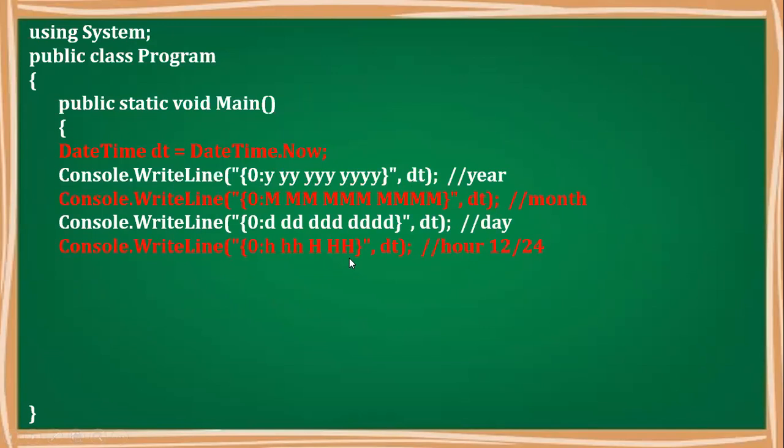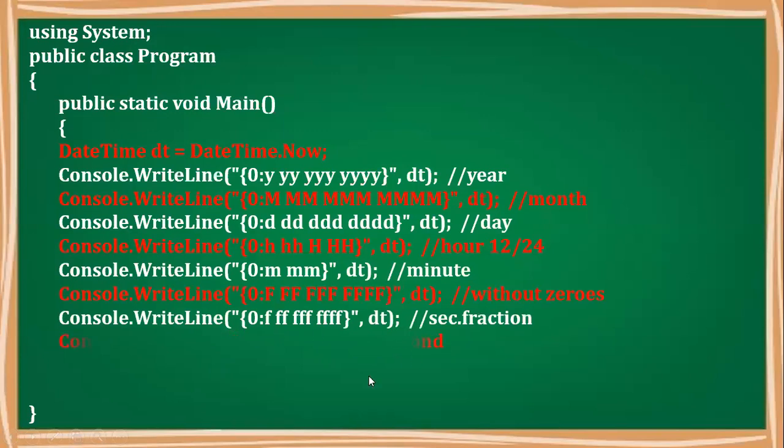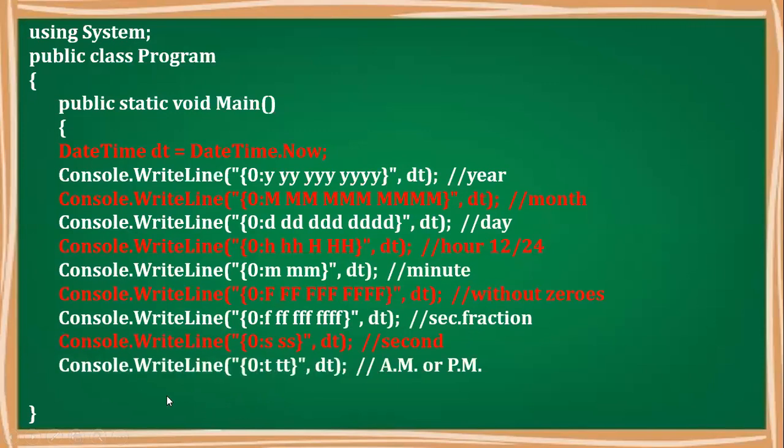Console.WriteLine with the hhh format. You should know what small h does and what capital H does. We will go through the output. The next is Console.WriteLine with {0:m mm}. Then again the second parameter is dt. In the third, FFF, and dt without any zeros. Next is small ff. Okay, and next is s and small s. Again, it is tt. Okay, it is used for AM or PM.